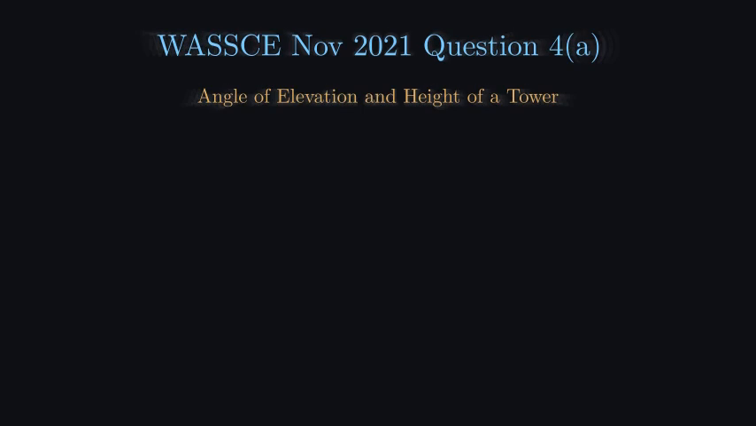Today, we are solving WASSCE November 2021 question 4a. This is an angle of elevation problem, but the important detail is that the observer is already 12 m above the ground.